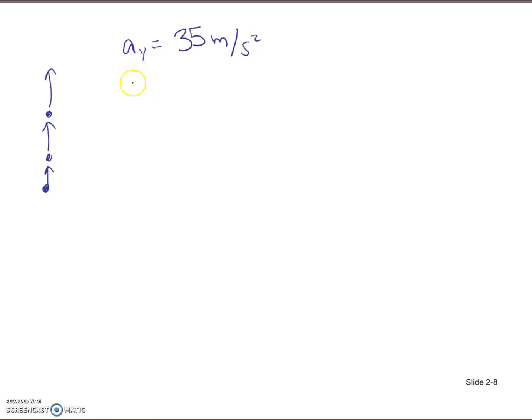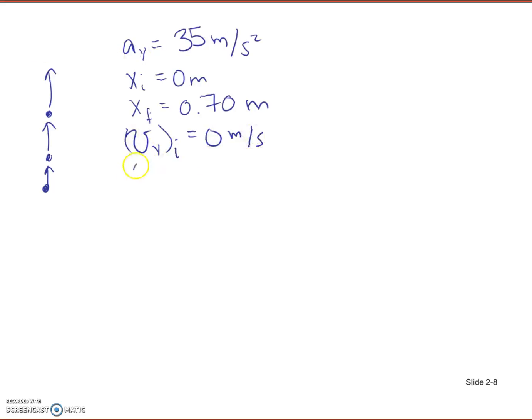He covers a distance, so you can either write delta x. I like to break it up into my initial position defined as 0, and then my final position is 0.70, in this case, sig figs, meters. I know that he starts with an initial velocity equal to 0, and his final velocity in the y direction is what I'm looking for. So I don't have any information about time. That's my missing piece of information.